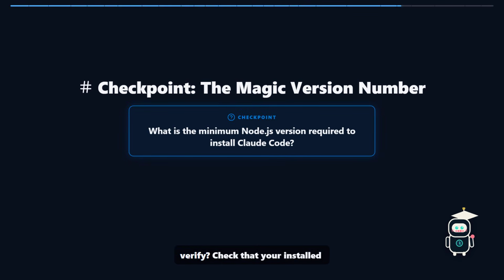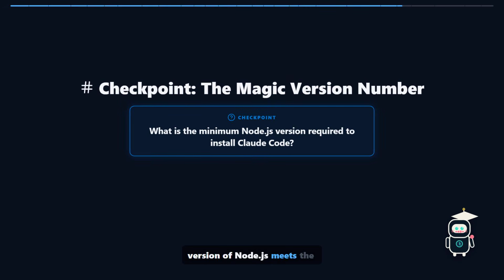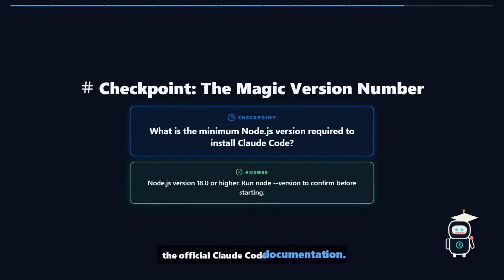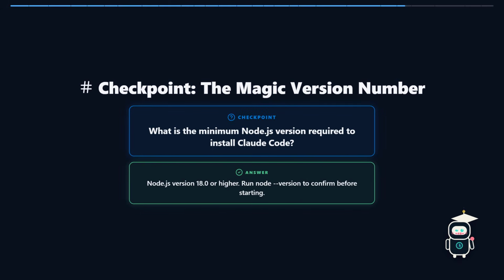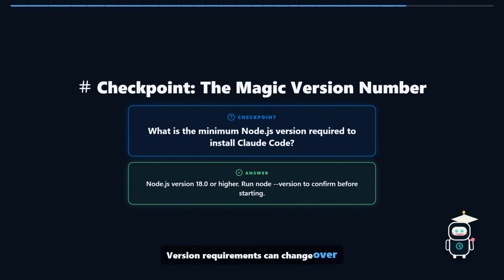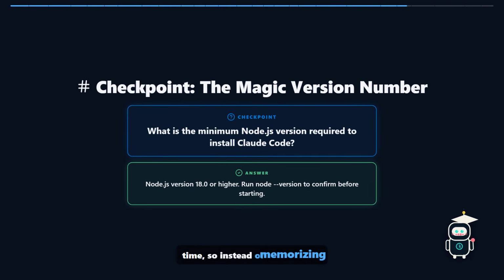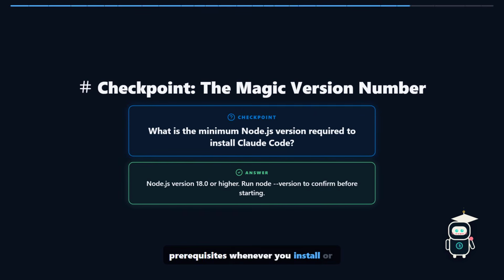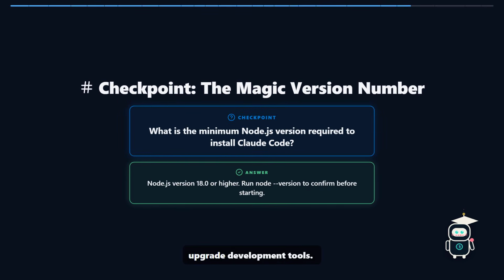Check that your installed version of Node.js meets the current minimum requirement listed in the official Claude Code documentation. Version requirements can change over time, so instead of memorizing a specific number, build the habit of checking the latest prerequisites whenever you install or upgrade development tools.